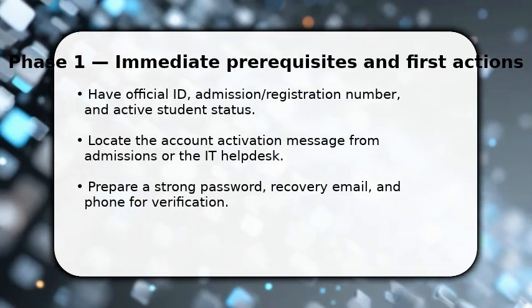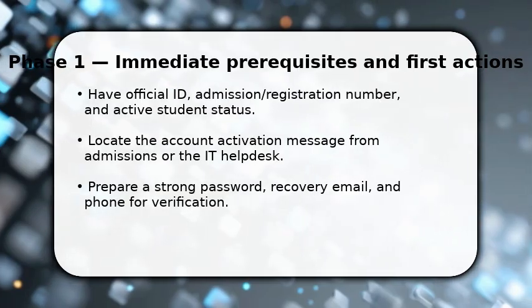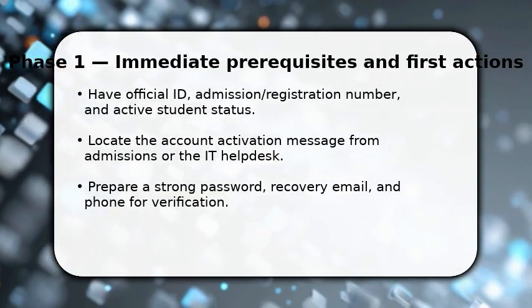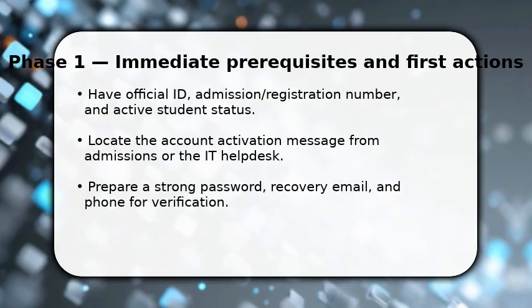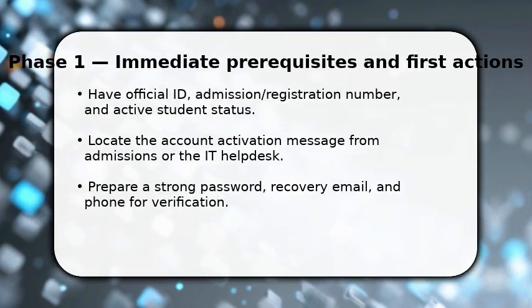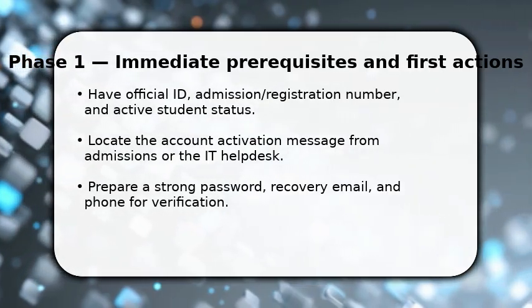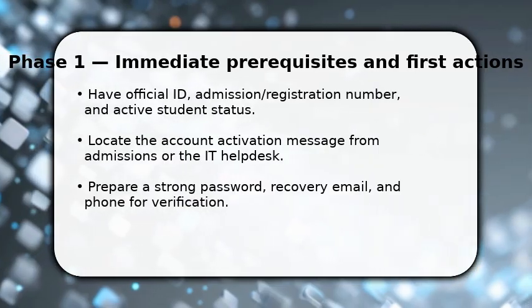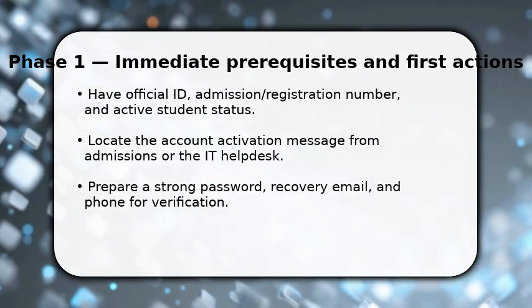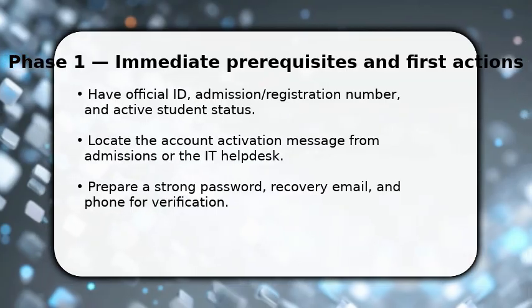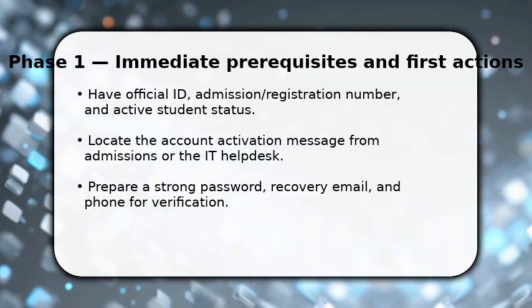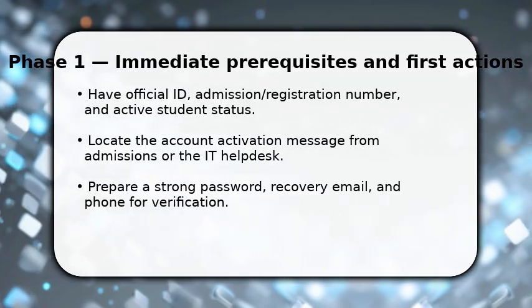You begin by confirming you meet the prerequisites: active Kfueit enrollment, your admission or registration number, and a government ID. Once ready, find the account activation notice sent by admissions or IT. This contains the only activation route. Click the institution's activation link, choose the student account option, and enter your official details exactly as recorded.